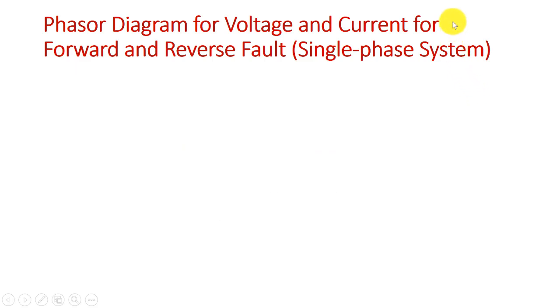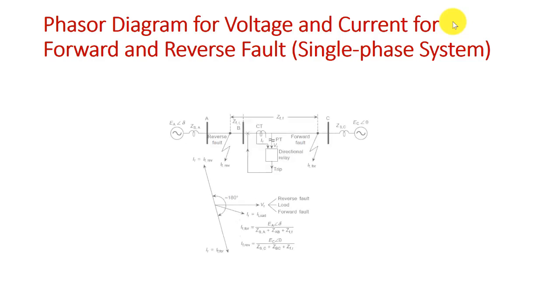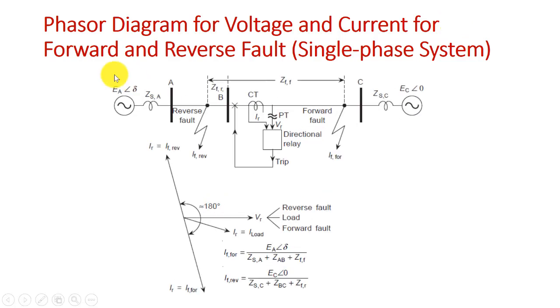So let us see the phasor diagram for voltage and current for forward and reverse fault of a single phase system. Already we talked about this and we'll emphasize it a little bit more. So when a feeder is fed from both ends, using the sources EA and EC, both connected at bus A and bus C, we can see here one radial feeder that is supplied from two sources EA and EC, right?